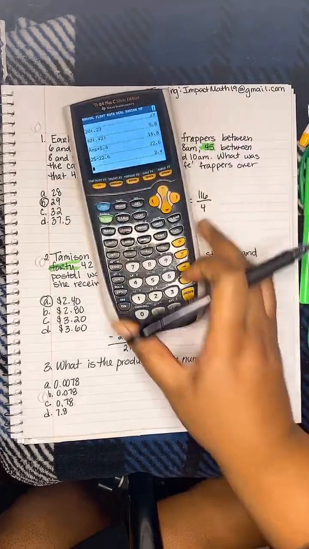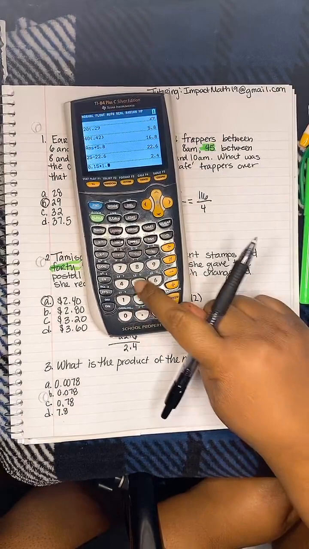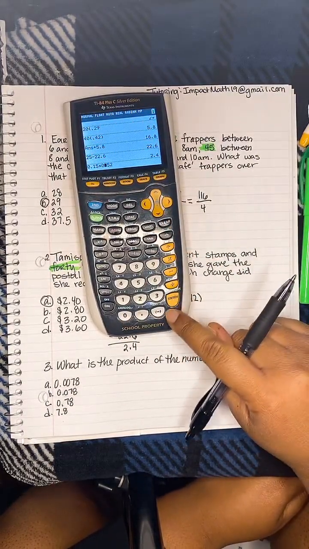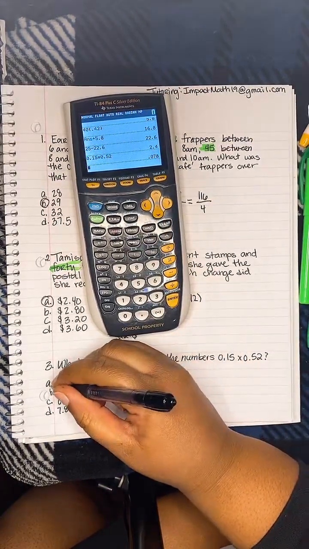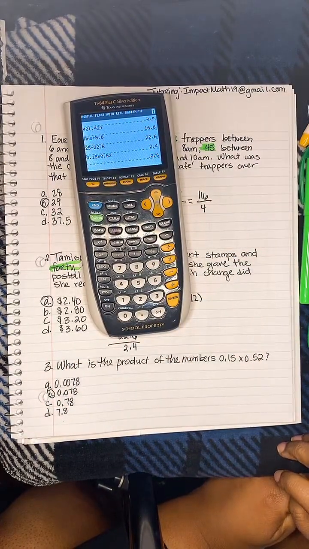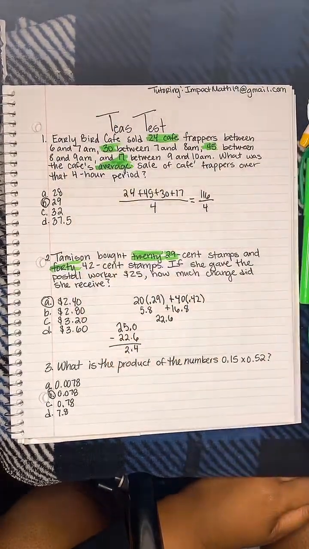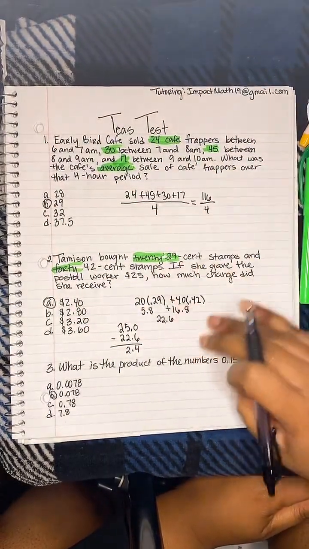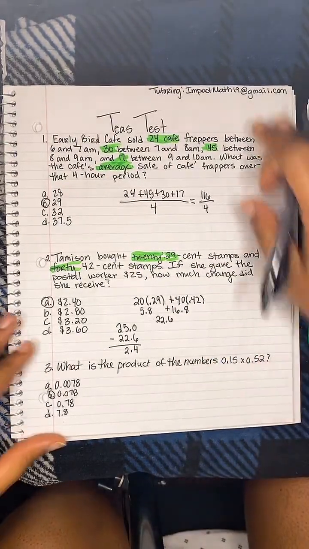Okay, so we would do 0.15 times 0.52. We press enter. And if you got 0.078, which is B, you will be 100% correct, okay? We're not going to take the time to write this out because you want to save your time for word problems like this, to reread it, understand what they're asking. But this, you're just going to plug into the calculator and get your answer, okay?